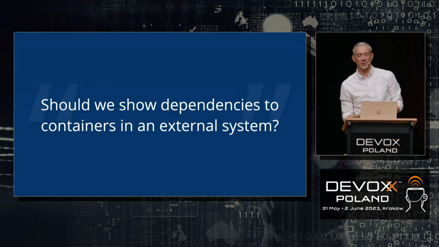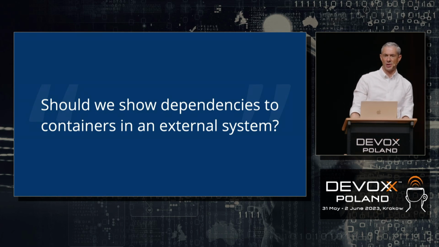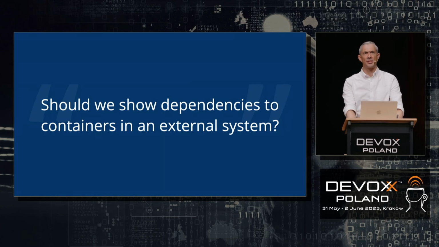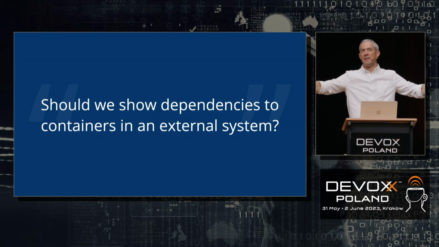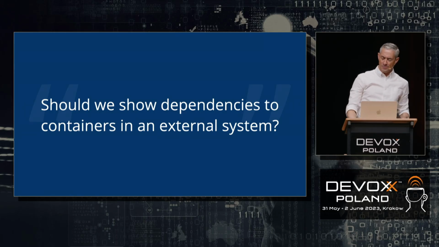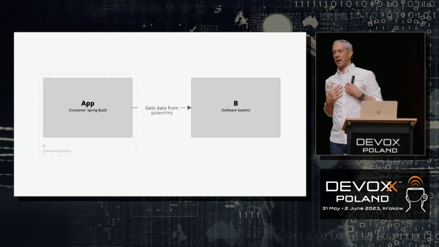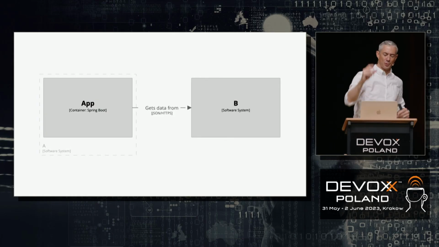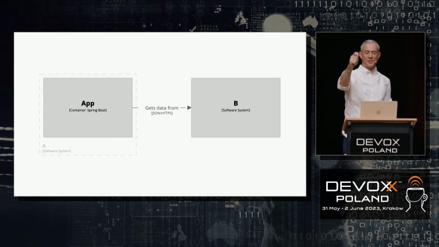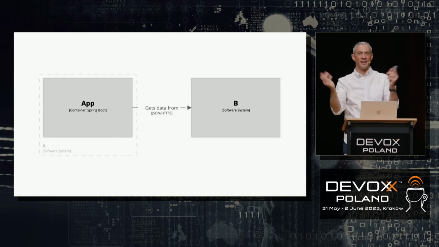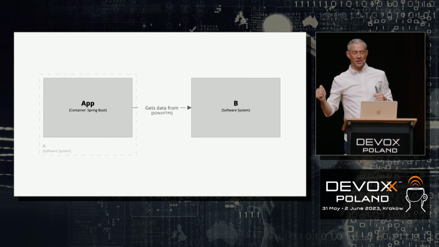Should we show dependencies to containers in an external system? This is quite a common question I get. And this question is generally asked by people who are a bit more experienced in C4, and they've started to promote or encourage or sometimes mandate C4 usage across all the teams in their organization. So imagine I am building a system called A, and you are building a system called B. I'm building a Spring Boot app, and I'm going to use some API that you are providing me to get data. When I draw my architecture diagram, this is how I'm going to draw it.